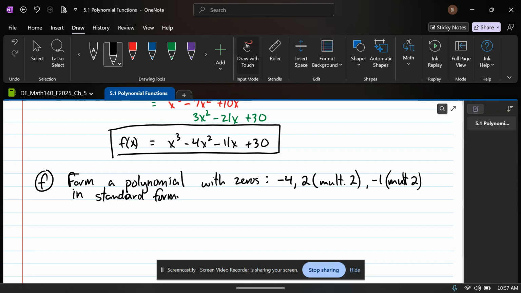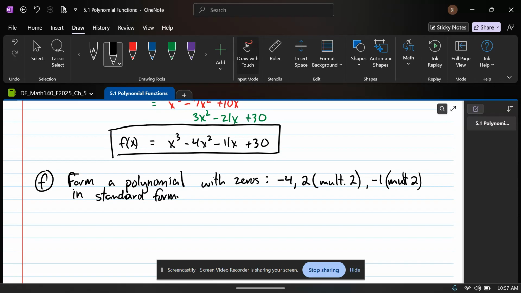Okay. They didn't tell me what degree it should be. From the zeros, what degree should it be? 5. You got 2, 4, 5. Multiplicity of 2, 2 of them. Multiplicity of 2 again, that's 4. And then the negative 4 out here has got a multiplicity of 1, so that's 5. So when I get done, I should have something that has x to the 5th power. Okay? So just tying it all together.